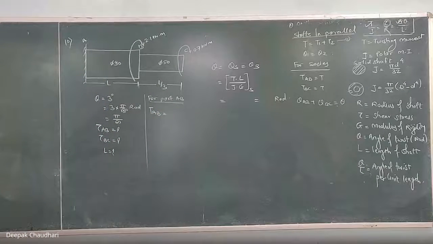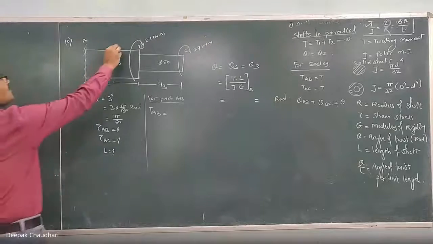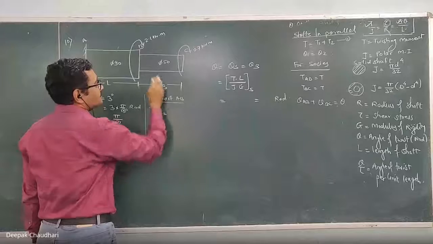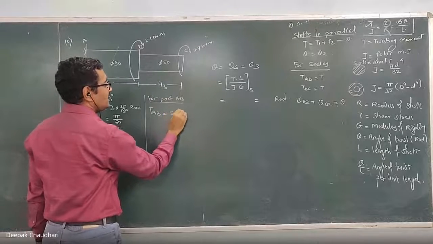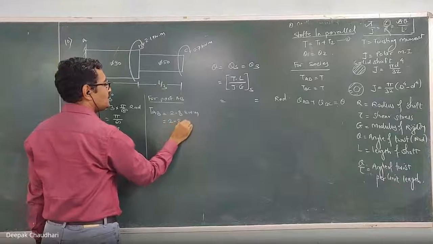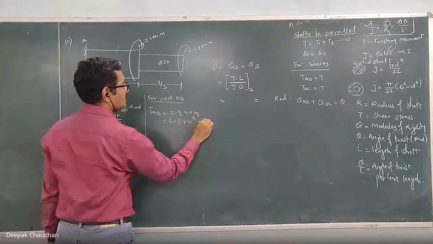How much torque will there be in AB? I told you how to calculate the torque in each part when the shafts are in series. How much? 2.8. You have to consider one imaginary section and take the algebraic summation of torque. So it is 2.8 kilonewton meter, which is equal to 2.8 into 10 raised to 6 Newton millimeter.